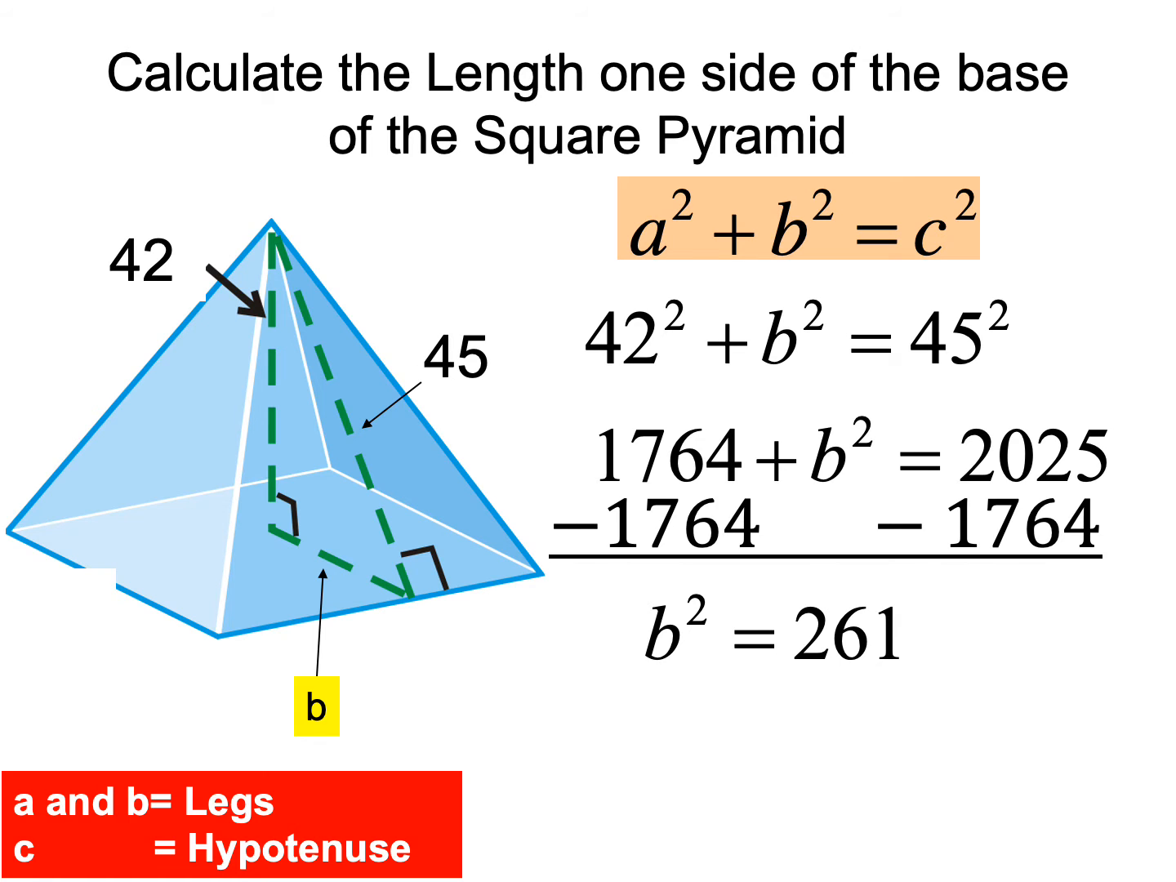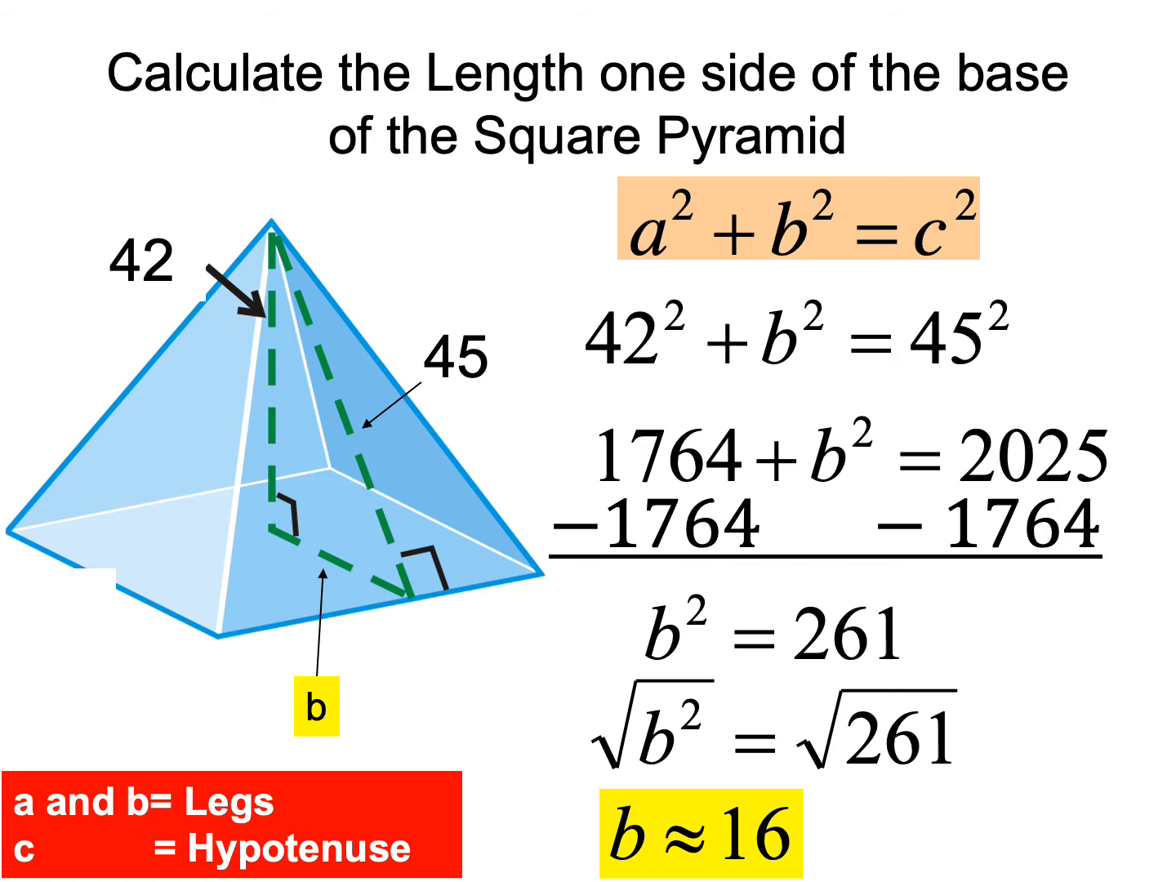And then the square root of 261 is about 16. So I just found that B is 16. Now the question doesn't say what is B, it says what is the side length of one of the bases. All right, well, if B is 16, then we know the base length is double 16, right? Go all the way across. So therefore, the final answer would be 32, about 30. And then remember, this is an approximation because we did some rounding. Does that make sense? Okay.